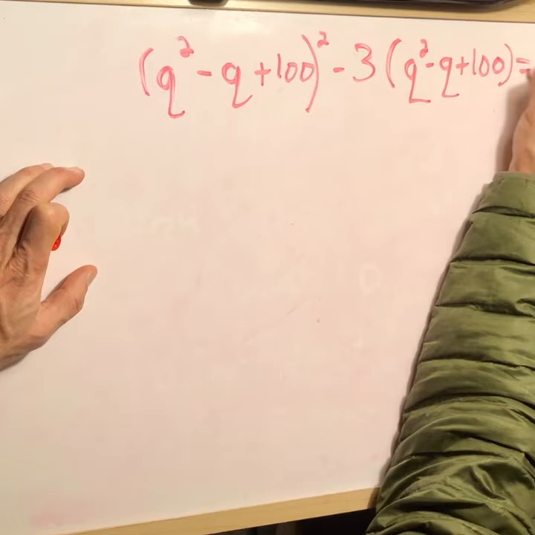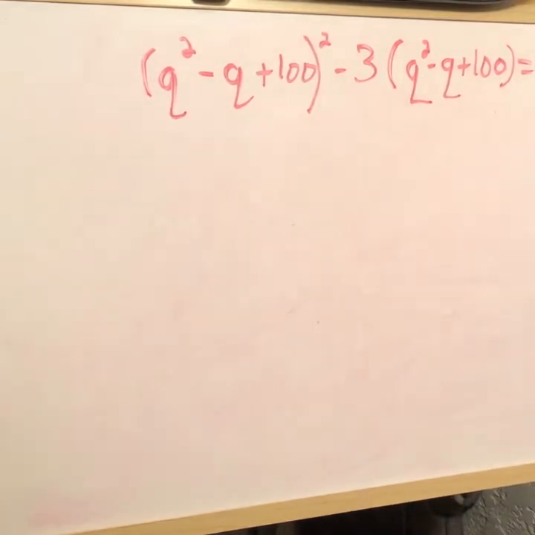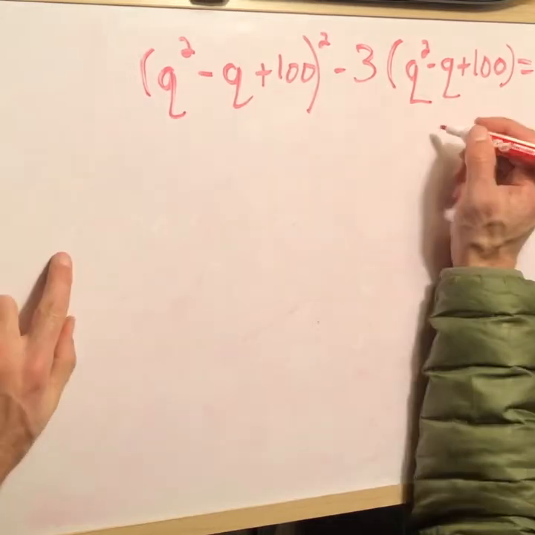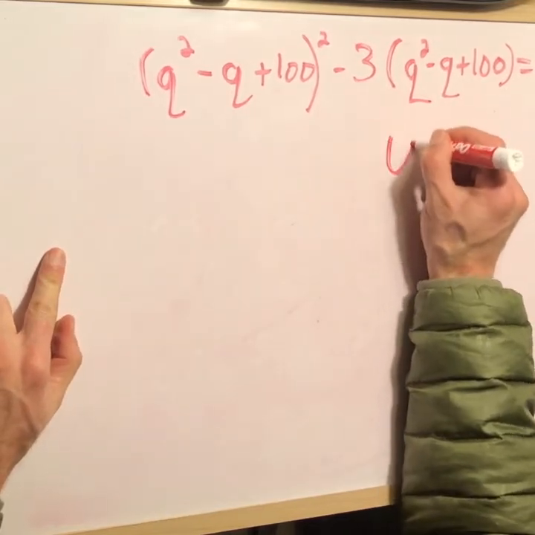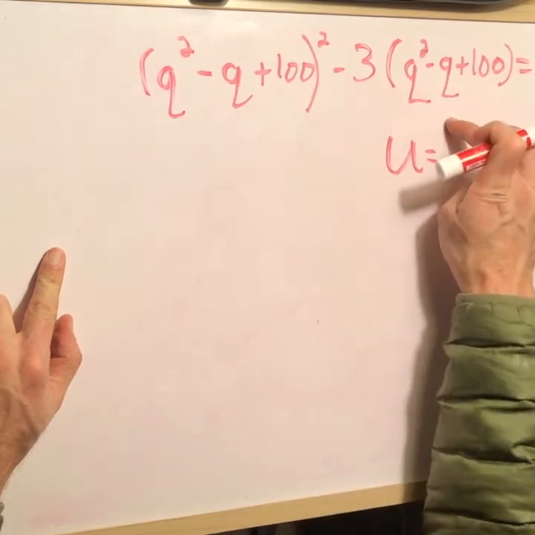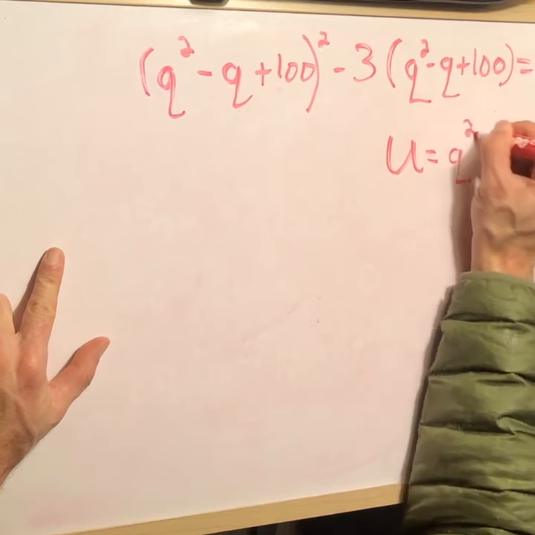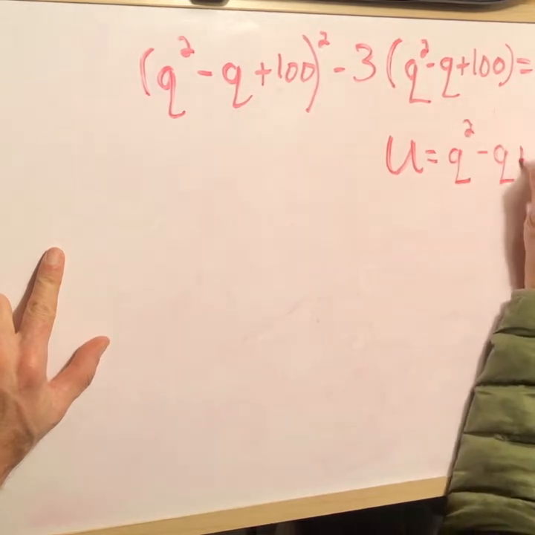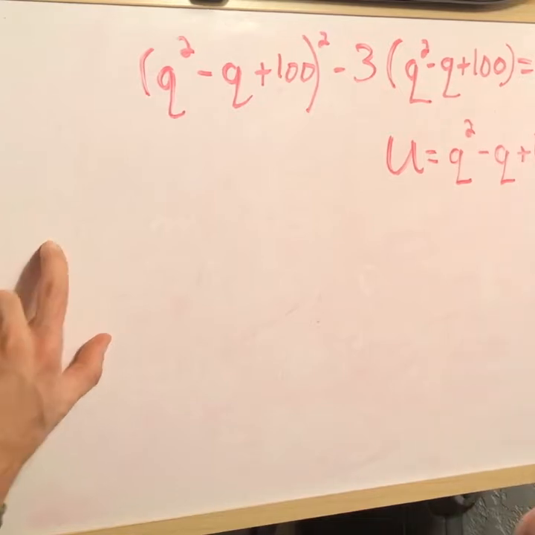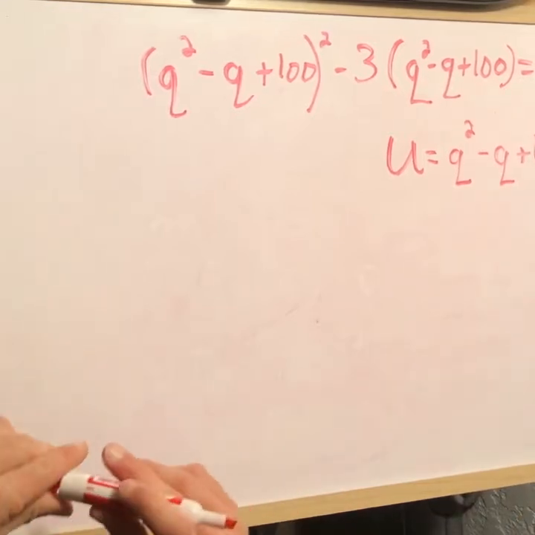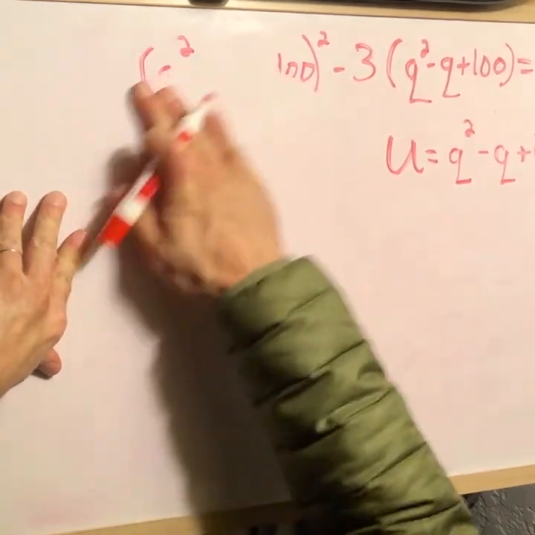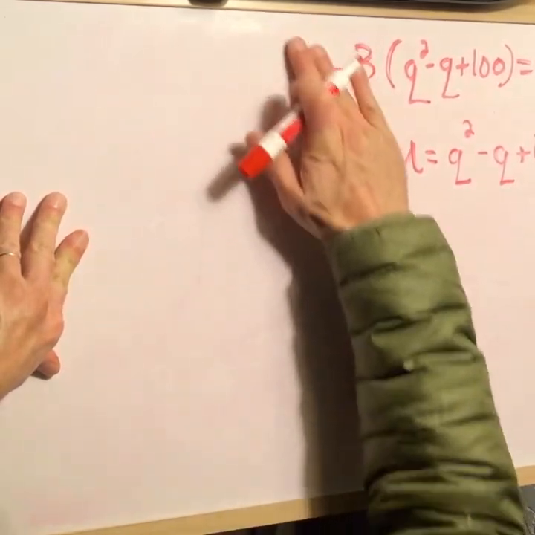Here's your equation. Now what I'm going to ask you to do is solve by u substitution. So this is going to get a little tricky in a second. But first off, you have to figure out what you're going to use for your u. If I have these two that are the same, but this one is squared, I'm going to say u is equal to q squared minus q plus 100.